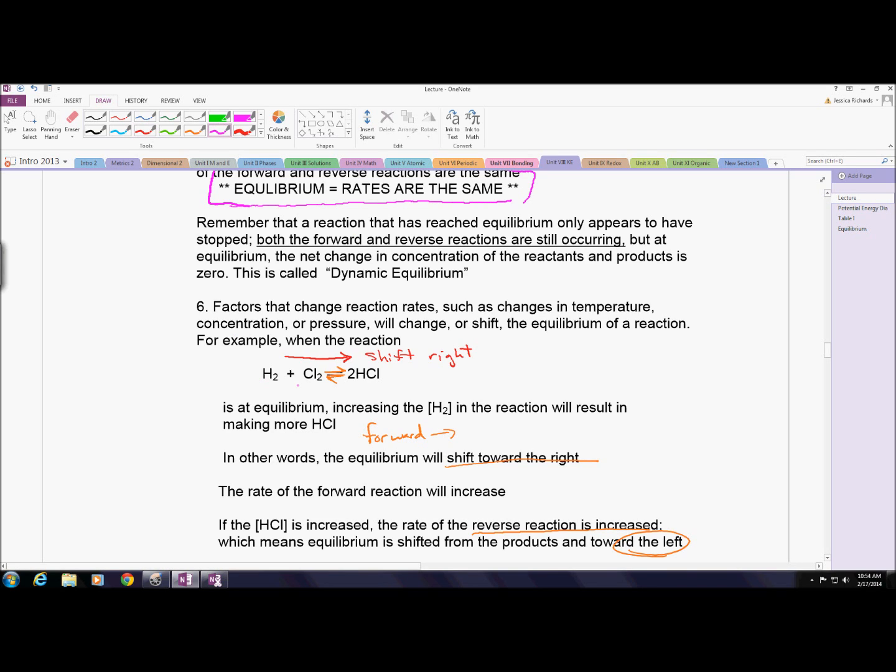And the reverse reaction, the arrow goes from right to left. So if I make that one go faster, I am shifting it left. Changes in equilibrium is something called Le Chatelier's principle, and we will talk about that in Lecture D.